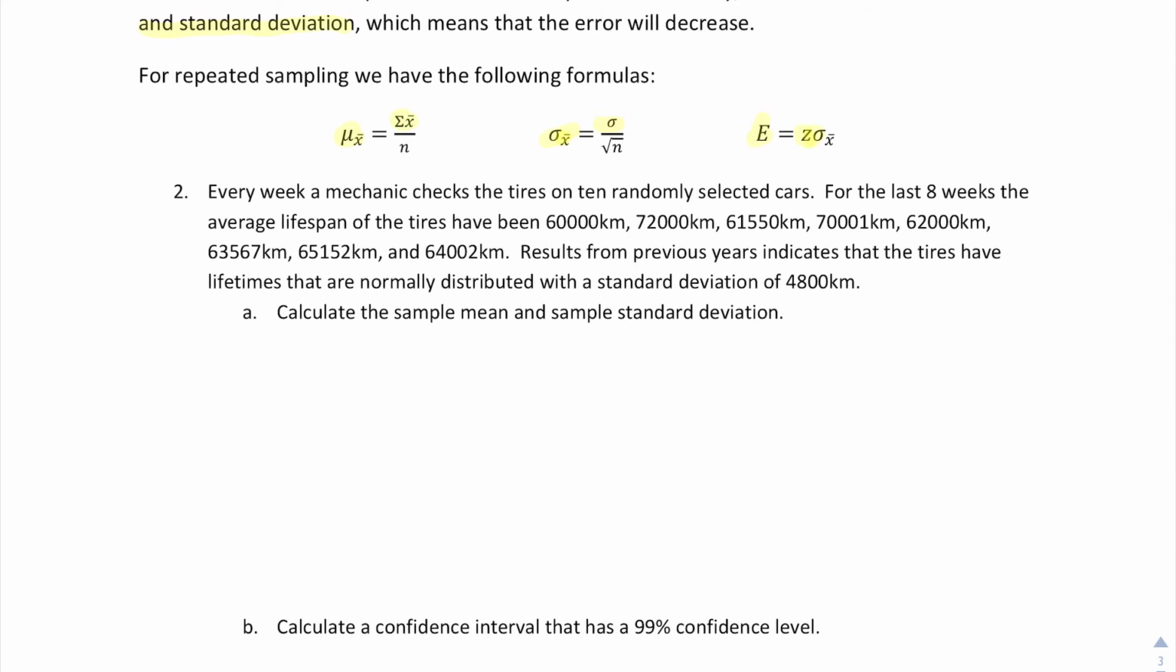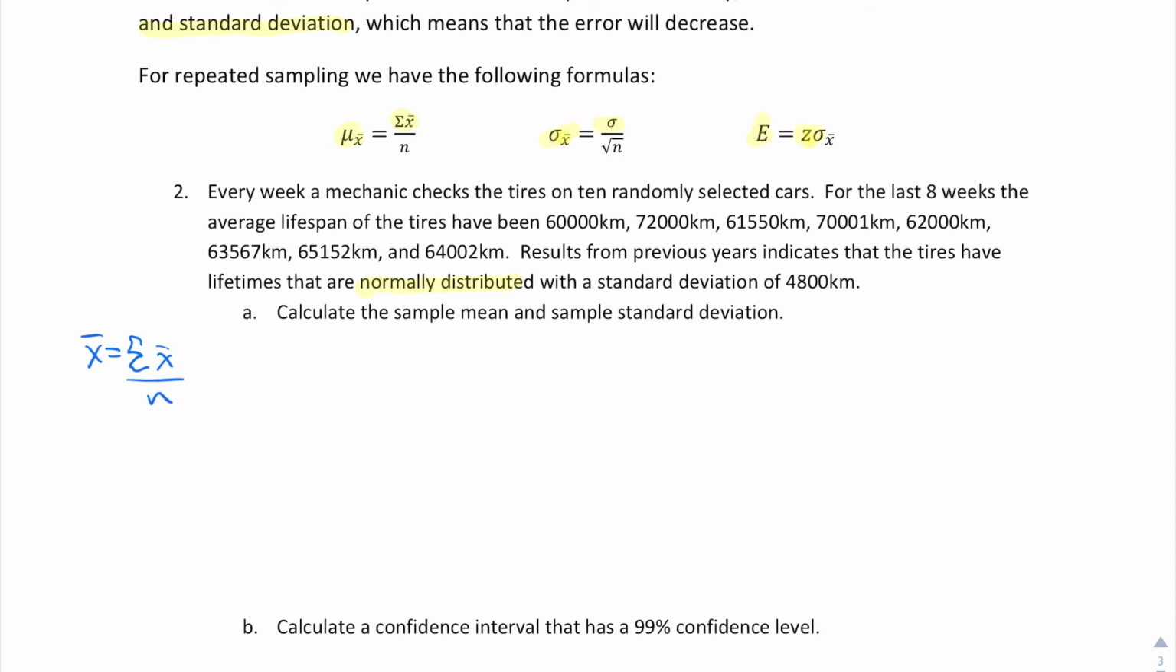So it says every week a mechanic checks the tires on 10 randomly selected cars. For the last 8 weeks, the average lifespan of the tires has been the following. And then it says results from previous years indicate that the tires have lifetimes that are normally distributed with a standard deviation of 4,800. So this fits in with normal distribution because often we talked about this with lights, but the lifetime of products, basically they have a lifespan where they get worn out, and that fits often into a normal distribution. So the question says calculate the sample mean and the sample standard deviation.